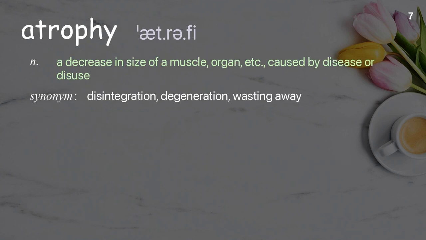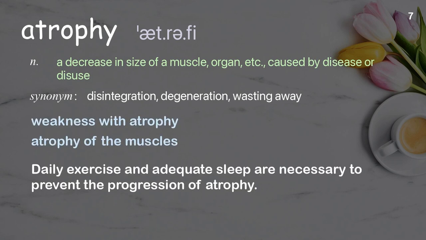Atrophy. A decrease in size of a muscle, organ, etc., caused by disease or disuse. Examples. Weakness with atrophy. Atrophy of the muscles. Daily exercise and adequate sleep are necessary to prevent the progression of atrophy.